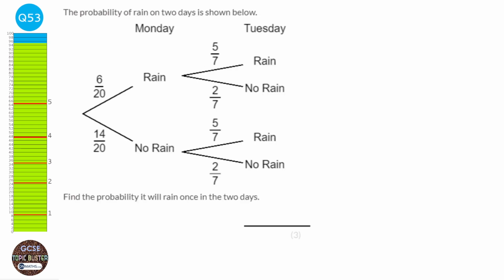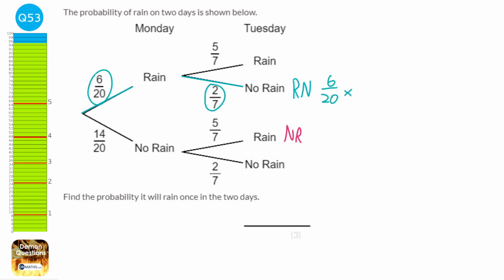So there are two outcomes that it will rain once in the next 2 days. And that will be rain and not rain, and not rain and rain. So to work out the probability it will rain on Monday and then not rain on Tuesday, you're just going to multiply 6 over 20 by 2 over 7. So 6 over 20 times 2 over 7, and that will give us 12 over 140.